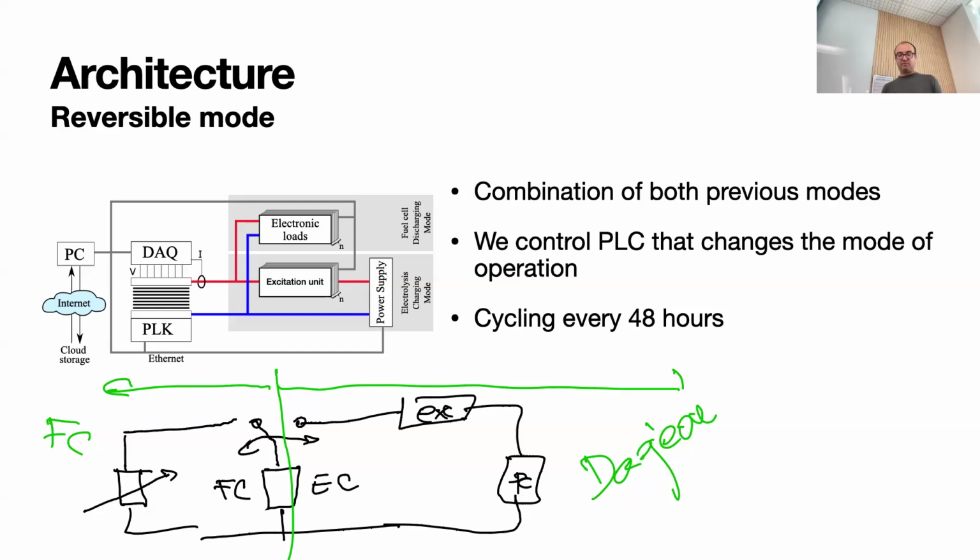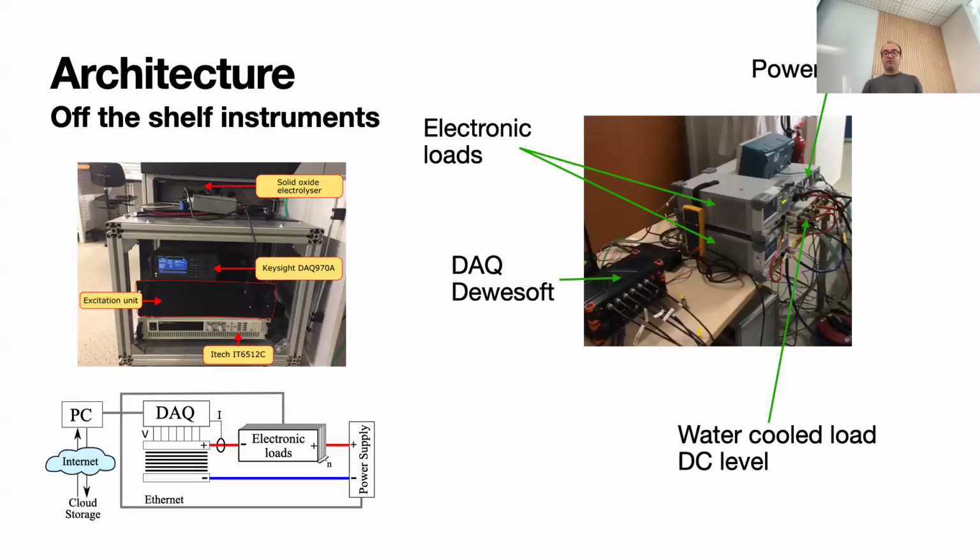The going from FC to EC mode happens every 48 hours. It's done automatically, so it goes up, down, IV curve, ice, operates some time, goes down, switches up, ice, and it's cycling. I don't know how long time, quite a lot, and it's doing it automatically all the time, and with the same equipment that you have it here. So when I was talking that we are using off-the-shelf instruments, this is what we have. The excitation unit that you have it here is the only thing that is developed by us.